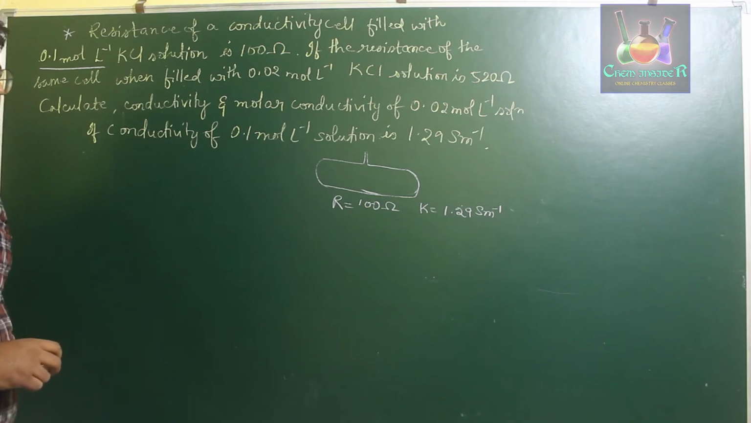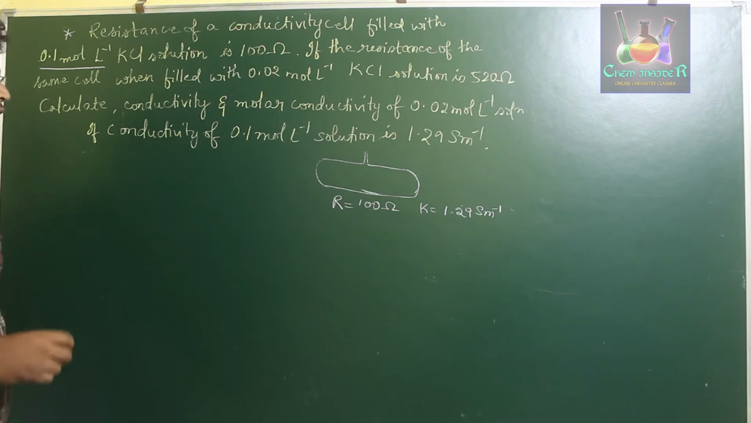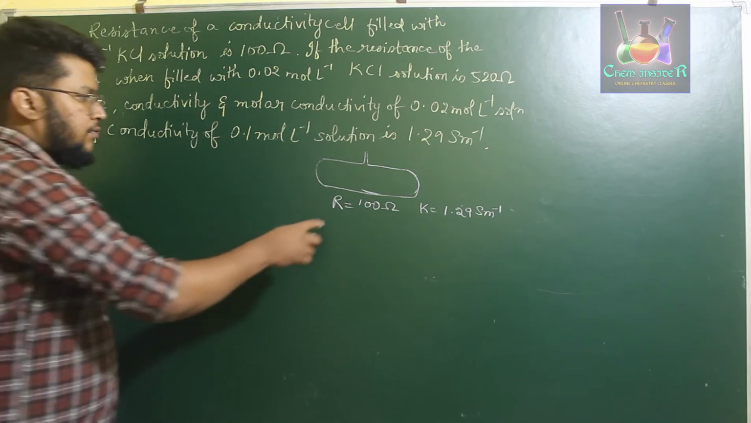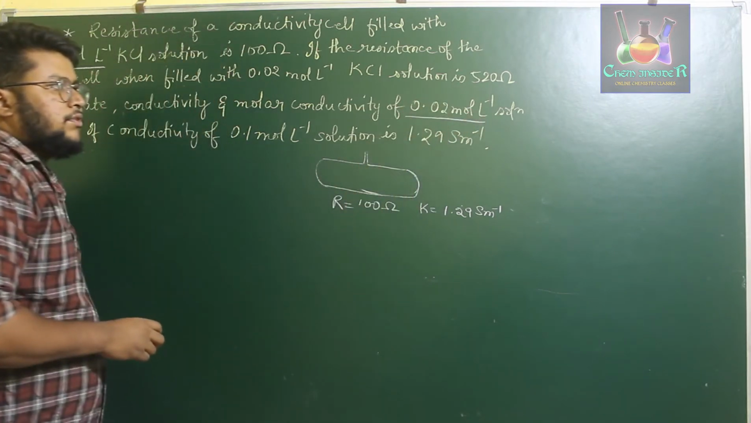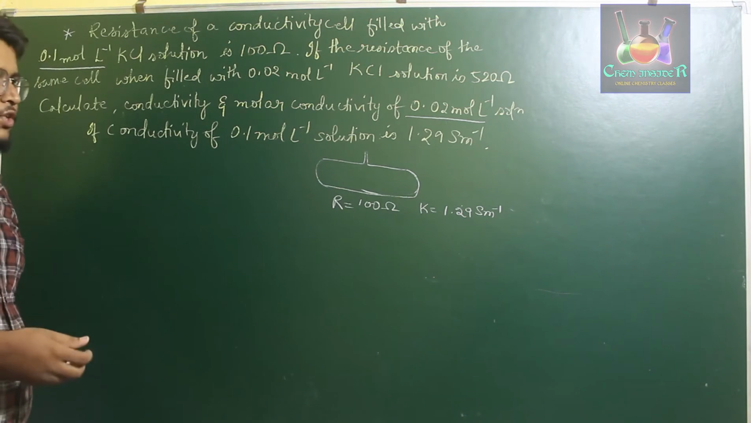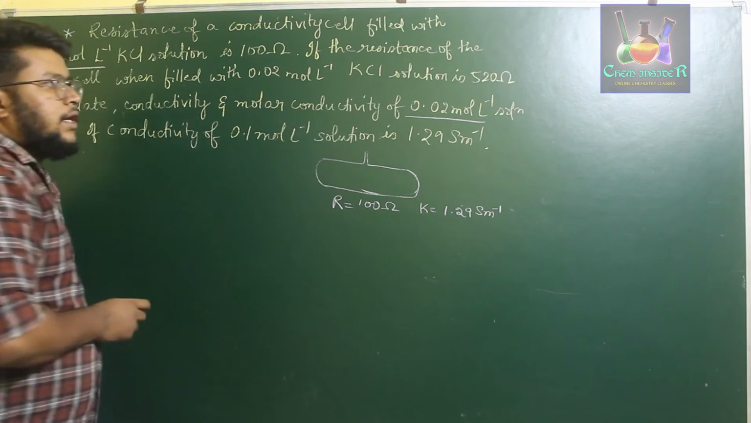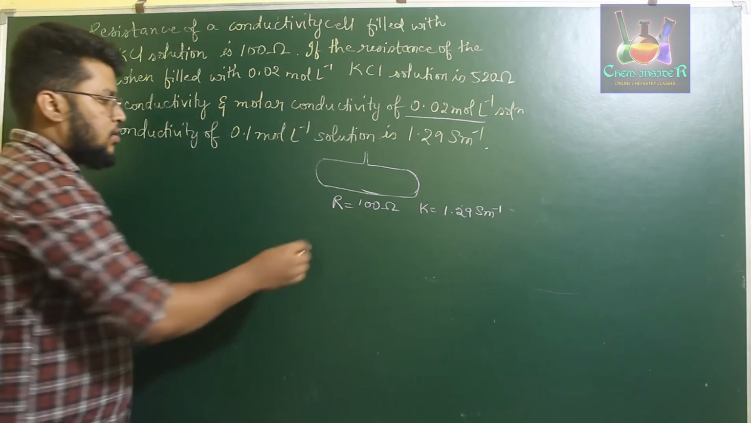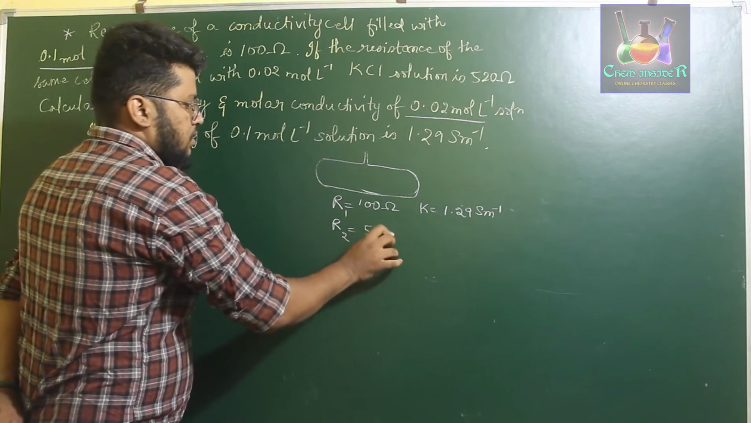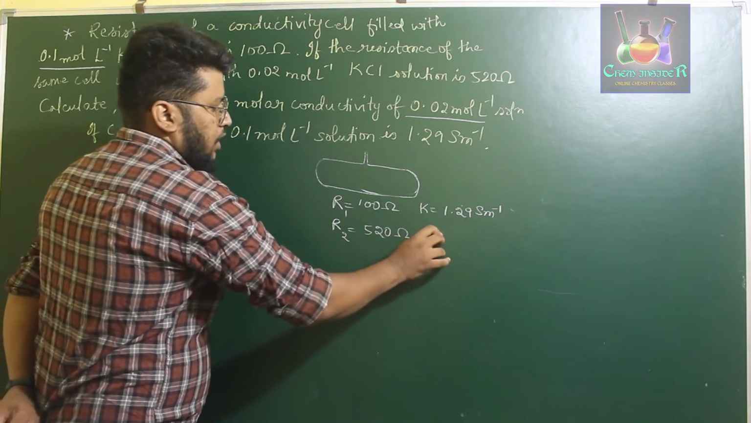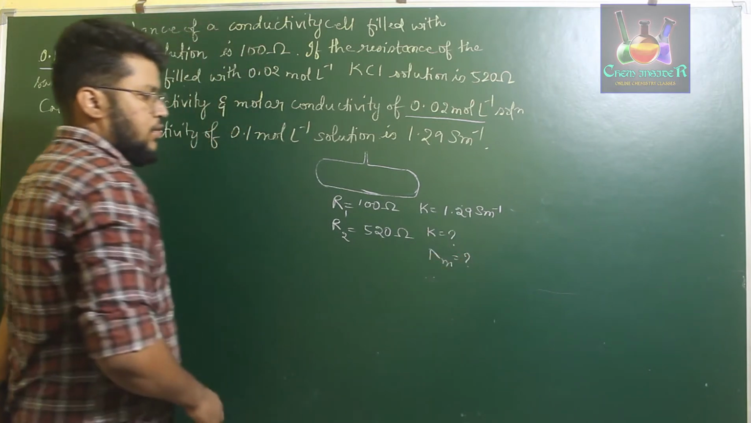Now further, what they are asking is, we need to calculate the conductivity and molar conductivity if the same cell is filled with 0.02 mole per liter concentration of solution, whose resistance is 520 ohms. They have given the second solution's resistance. So if this is R1, this is R2, resistance is 520 ohms, but we need to calculate kappa and also lambda m of the second solution.